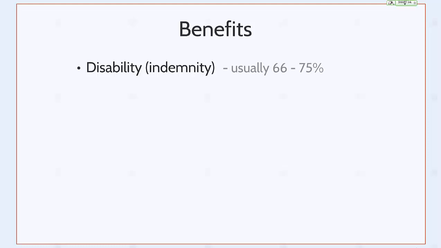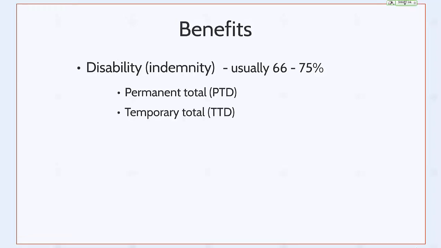And finally, benefits. First, there's disability, which is often termed indemnity benefits, and there are different kinds of disability benefits. First, these are usually between 66 and 75% of the employee's pre-injury wage. There is permanent total disability, which is the most significant, and then temporary total disability, which means that you are temporarily disabled, but you're not able to work at all.